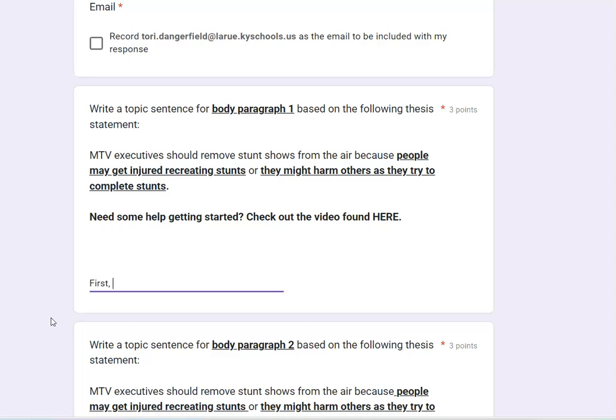Then you are going to look for the first idea that was mentioned in the thesis statement. So the first idea here, guys, I've even underlined and bolded them for you to make it easier. People may get injured recreating stunts. Now, we want this to be a complete sentence, so we are not only copying the part that's bolded and underlined, we're copying the beginning of the sentence as well. So for body paragraph number 1, based on this thesis statement, our topic sentence may look something like this.